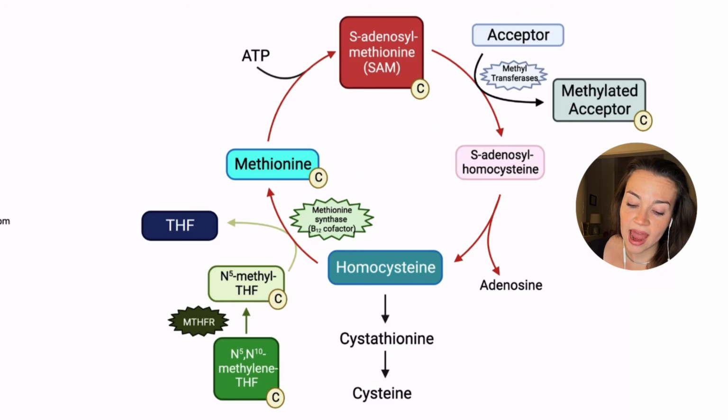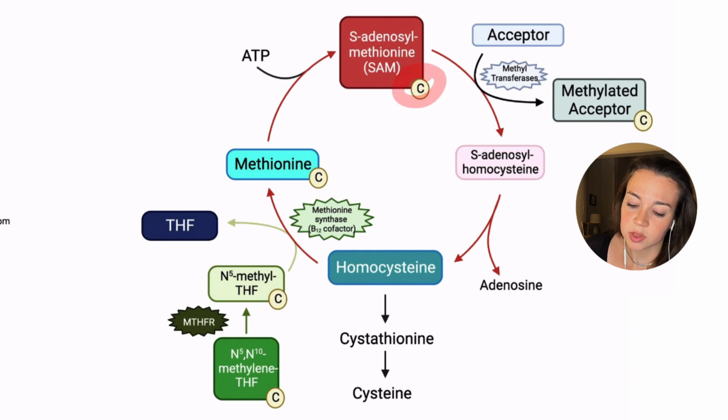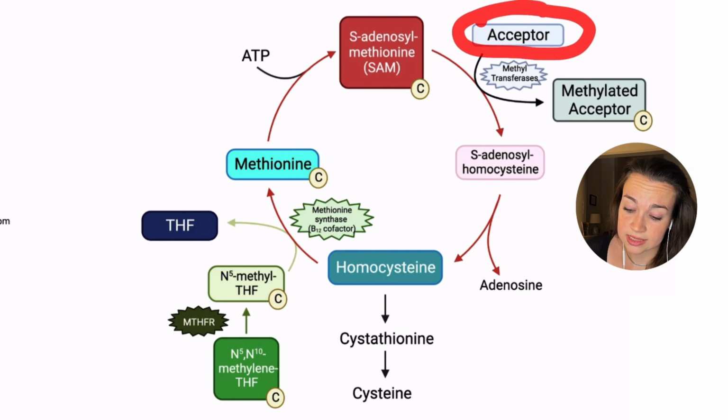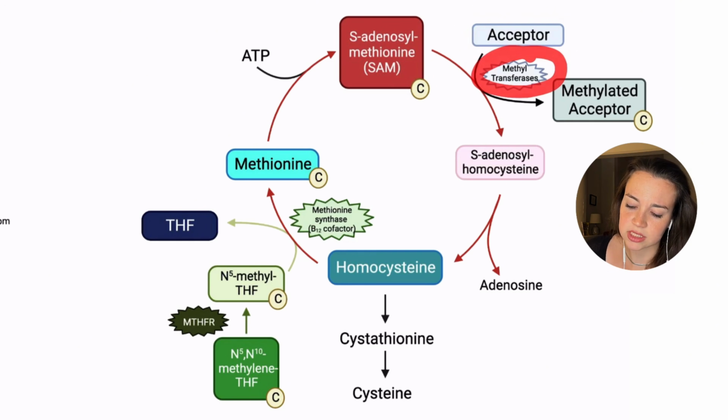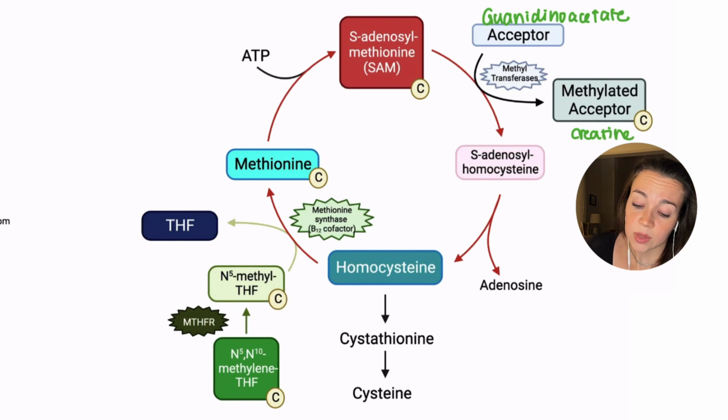So if you remember our activated methyl group cycle, we had this S-adenosyl methionine, or SAM, which was a 1-carbon carrier. And the carbon from SAM could be put onto various acceptors by the activity of methyltransferases to methylate those acceptors. So one acceptor is guanidinoacetate. And with the help of SAM and its methyl group, we can methylate that guanidinoacetate and turn it into creatine.